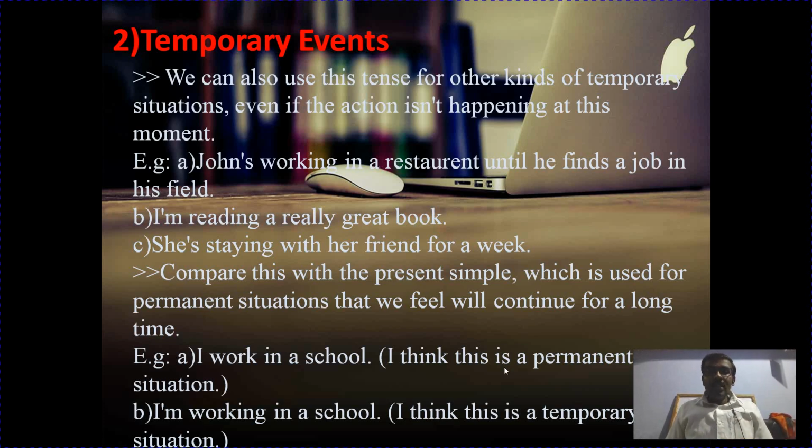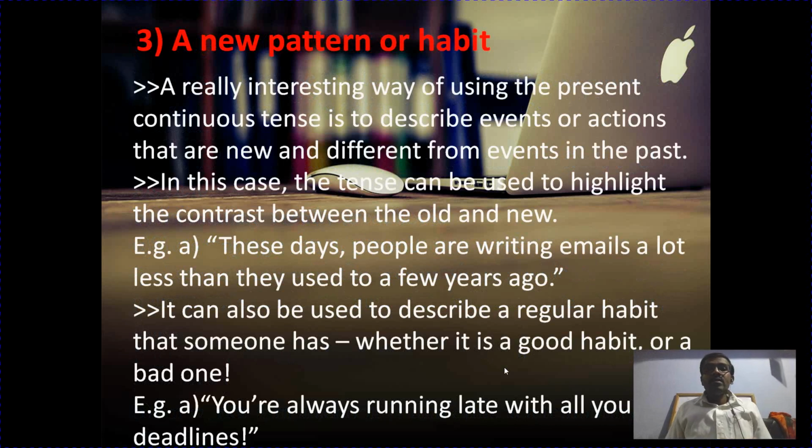Okay, so let us move on to the next slide. The third point is a new pattern or habit. A new pattern or habit can be explained with the help of the present continuous form. So let me read it out. A really interesting way of using the present continuous tense is to describe events or actions that are new and different from events in the past. Okay, so now everything is getting updated, right?